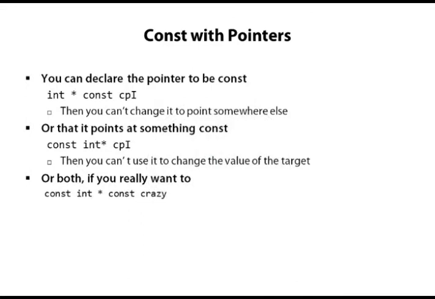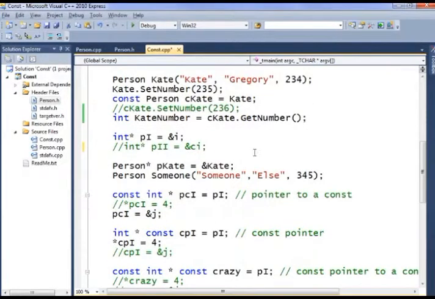I'll just quickly show you the error messages that you get when you declare constant pointers or pointers to constant things and then break your own rules. Here I have some code that works with the const and non-const objects that we already have kicking around. This is an integer pointer pi, that's the address of I, no problem.